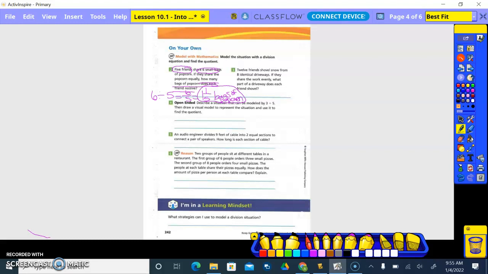12 friends shovel snow from 8 identical driveways. If they share the work evenly, what part of the driveway does each friend shovel? So we need to do the 12 friends, 8 identical driveways. What part of the driveway does each friend shovel? Okay, so what is our total that we need to break up? The 12 driveways. Oh, not 12 driveways. Wait, 8 driveways. We need to break up the 8 driveways and we need to divide it among 12 friends.